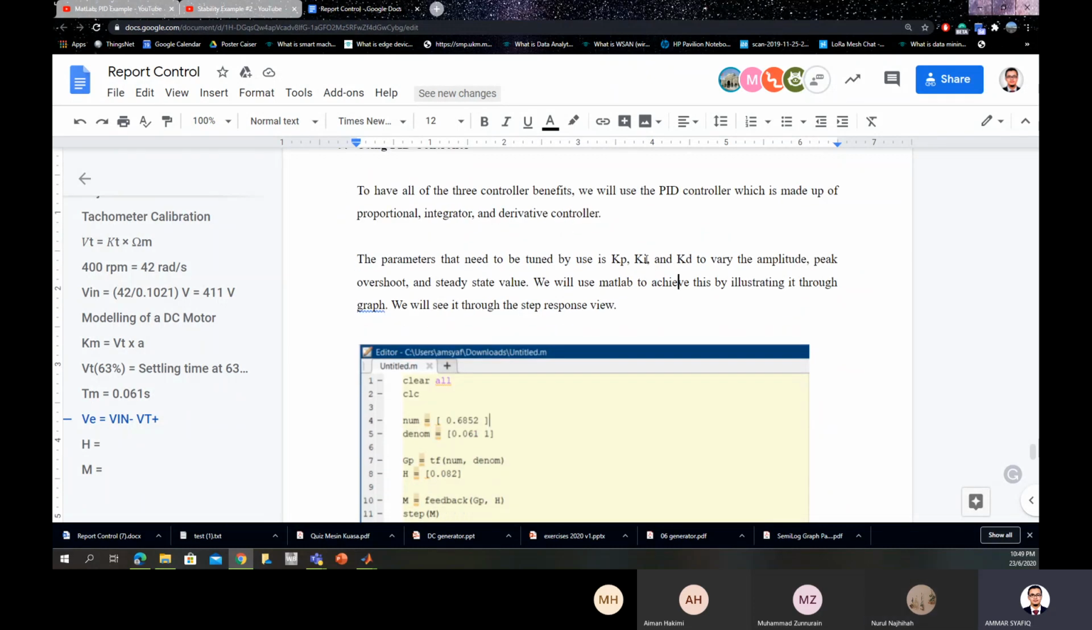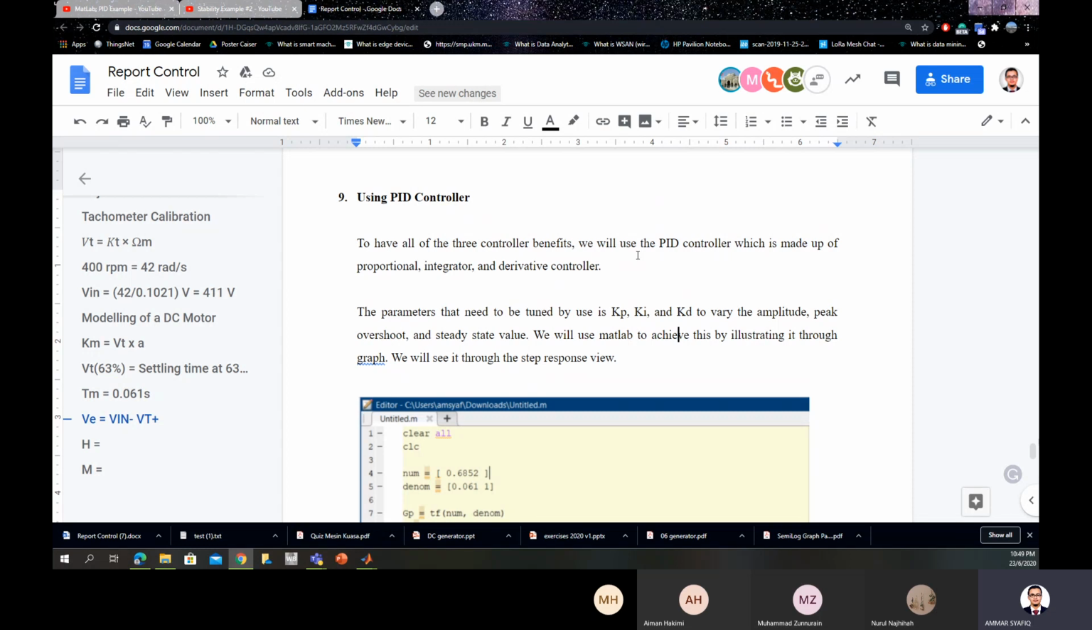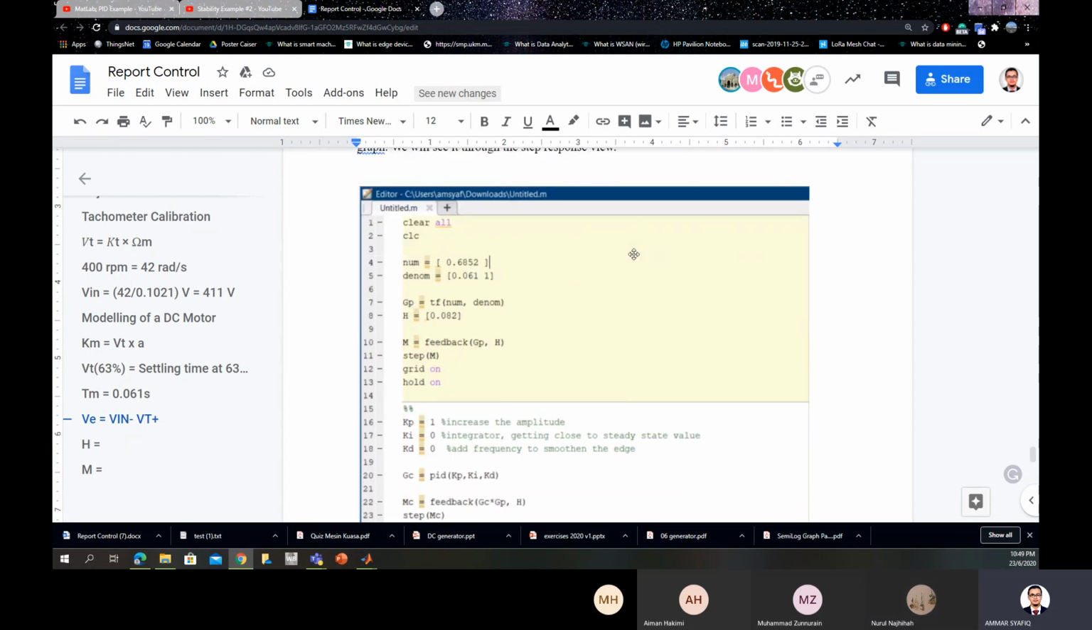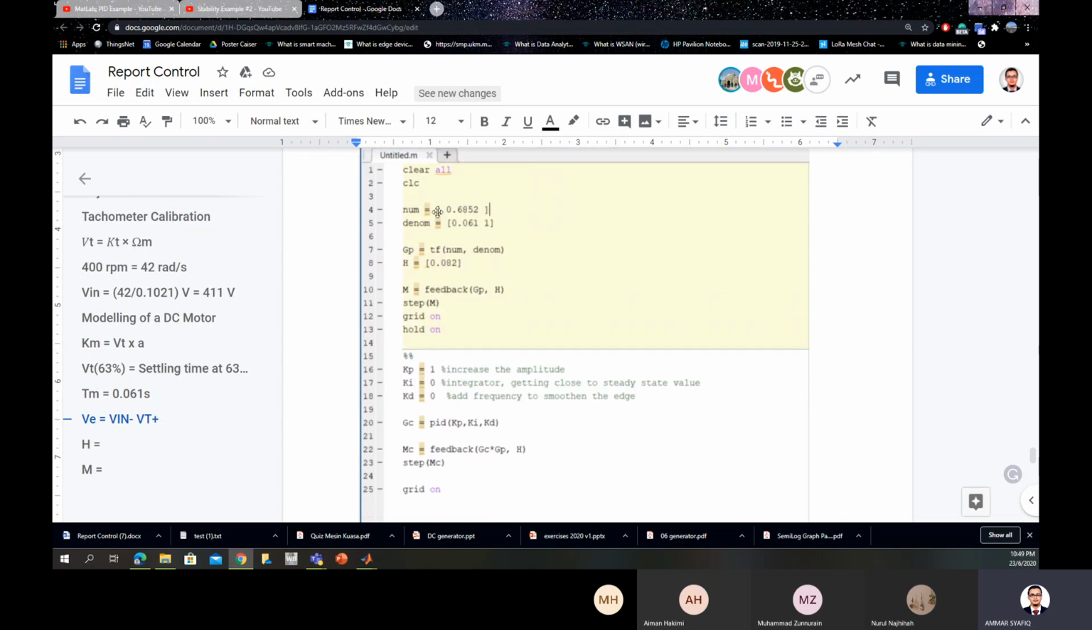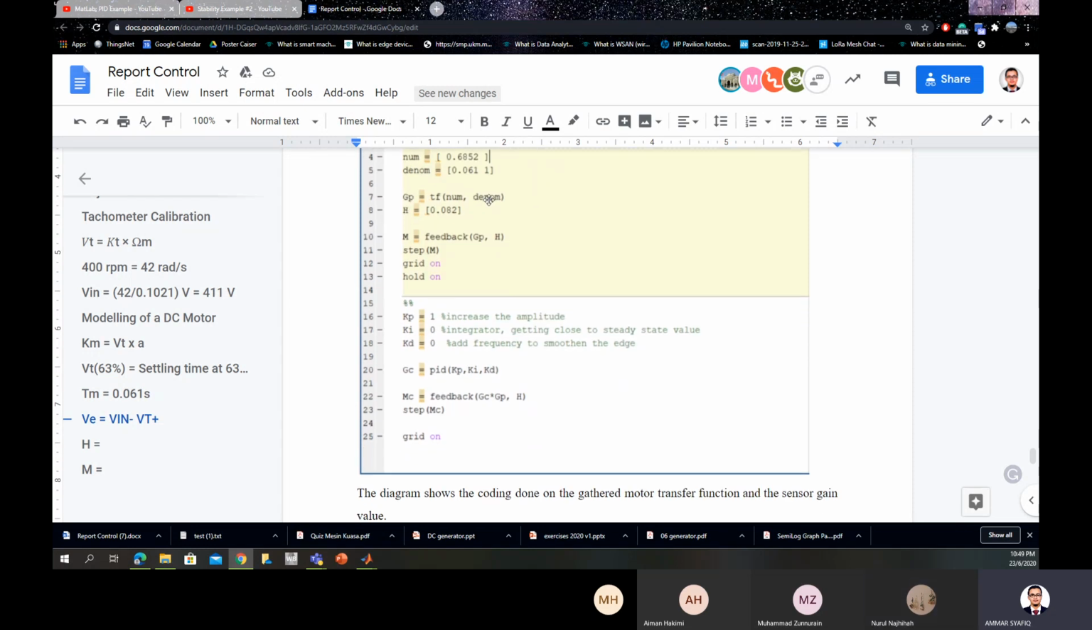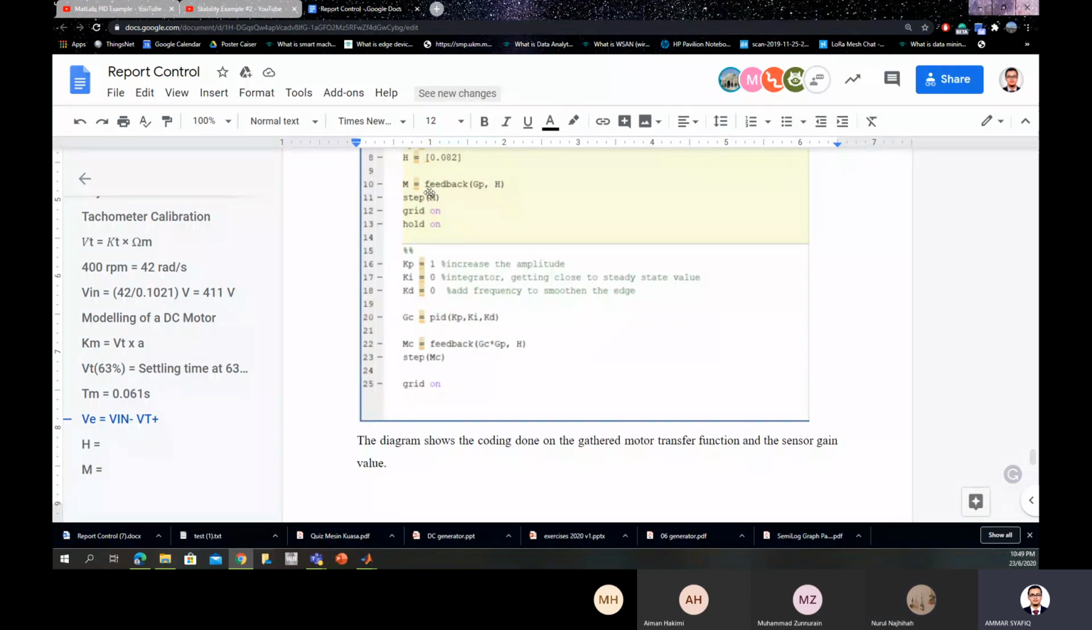To illustrate our controller, I have used MATLAB by coding it in a script. Here is our numerator and denominator. We are defining our motor transfer function, and this is our transfer function. This is our sensor gain, which Hakimi gathered for us. The value is 0.082, and we make it in feedback.